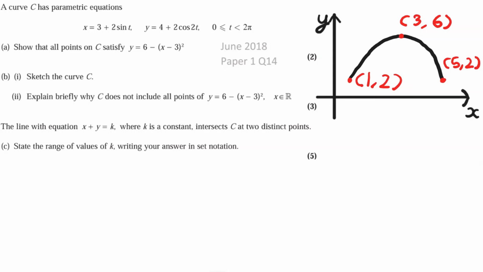So what we're just going to do quickly is move x to this side, so it becomes y is equal to minus x plus k, and we can see that this is a straight line. This is in the y is equal to mx plus c format, where the gradient is minus 1 and k is the y-intercept for this line. Now we're told it intersects C at two distinct points, so this line is going to look something like this, where it intersects C at two distinct points and has a y-intercept of k.